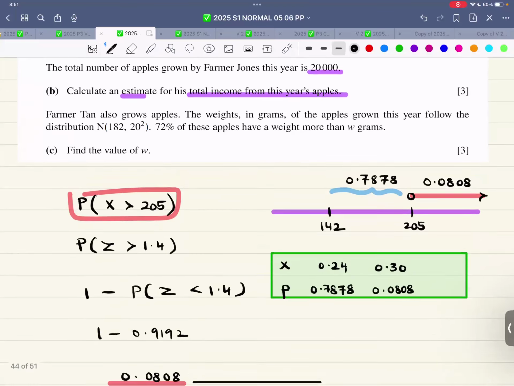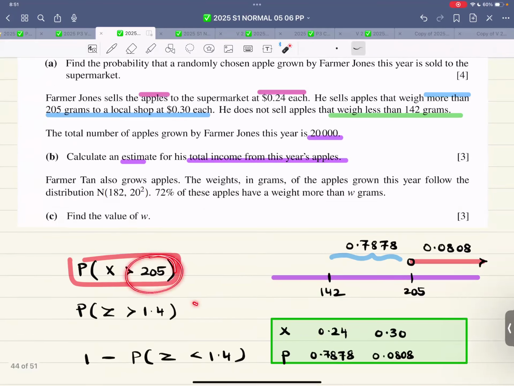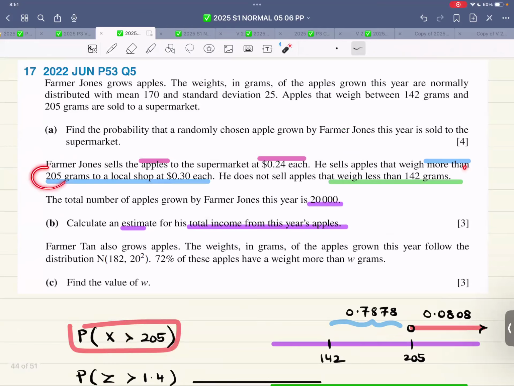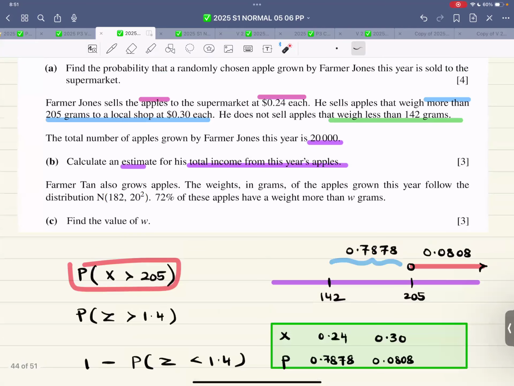Got this thing? It's a very nice question. Probabilities are taken from the normal distribution. Greater than 205 is this much. Weighing more than 205 is sold at 0.30. So what is the probability? 0.0808. Between these two, he does not sell apples weighing less than 142. So there is no use of writing it. And the rest of the apples are 0.24 each. Calculate an estimate for his total income.